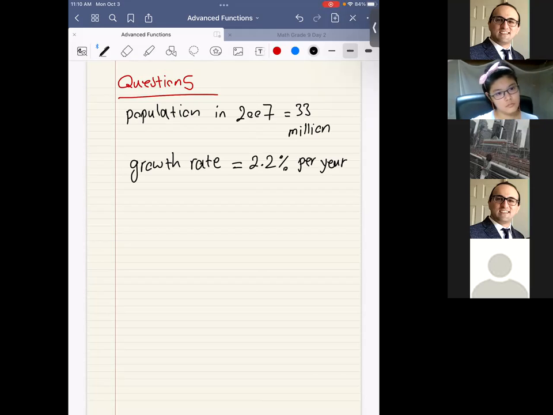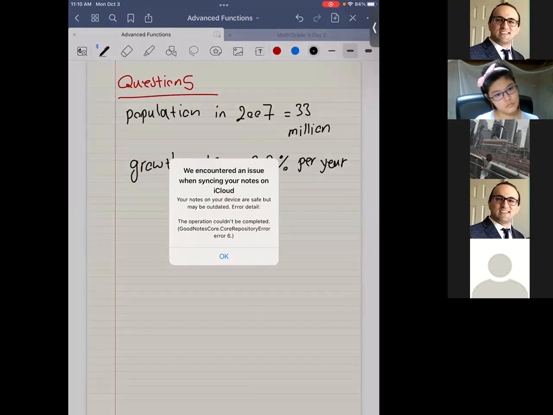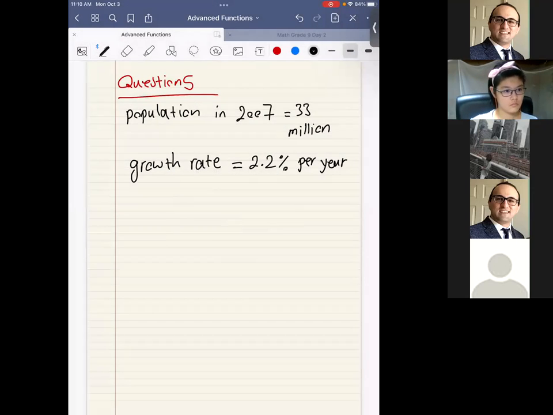Okay, so we want to find a formula that represents the population in terms of the time t in years. We assume that the initial time is 2007, and the initial population is 33 million.